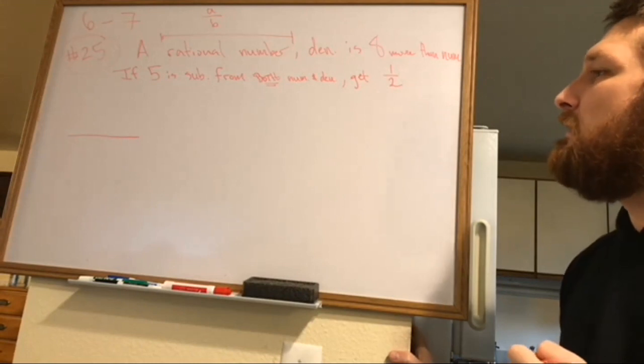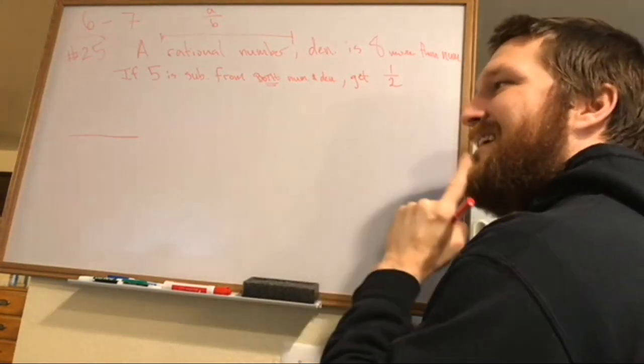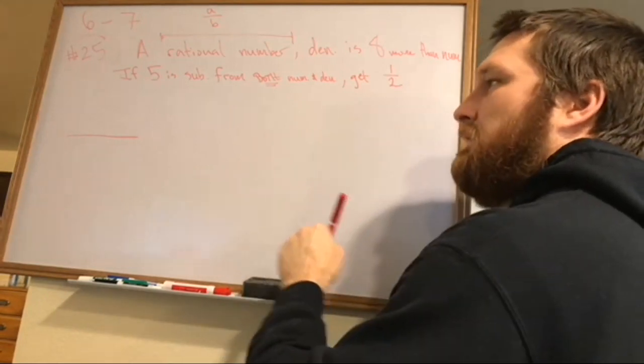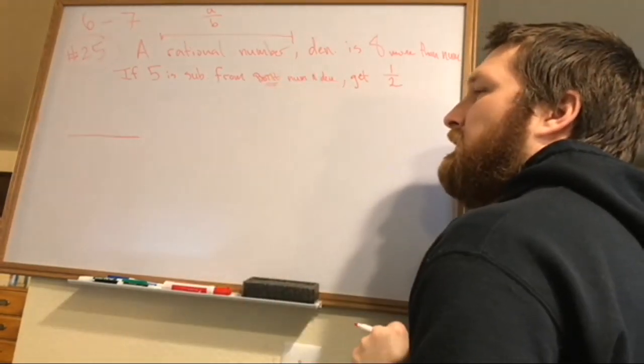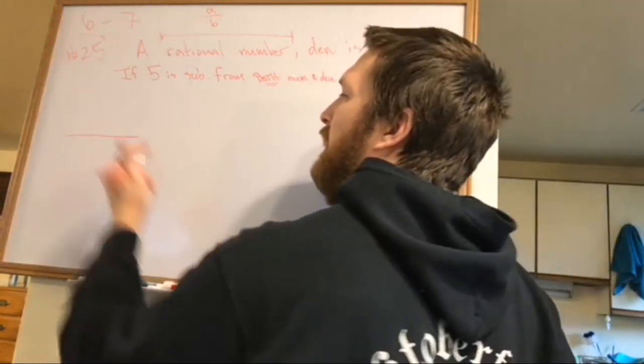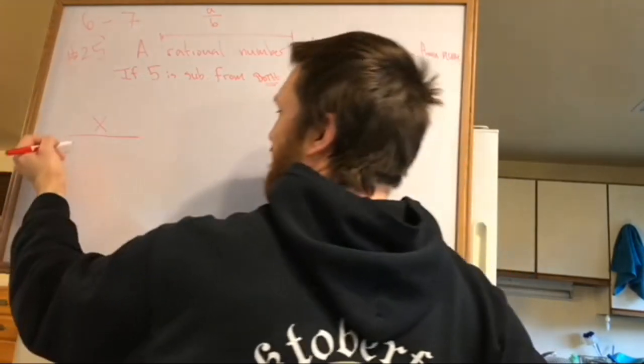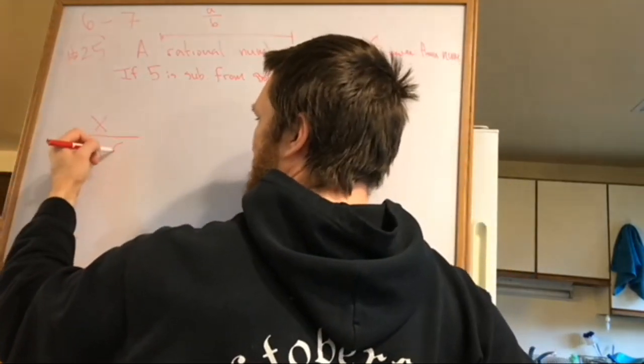Eight is on the bottom, obviously. No, wait, no. The denominator is 8 more than the numerator. So I guess x is the numerator, and then x plus 8 is on the bottom. There you go. Now I'm going to stop and check you here.